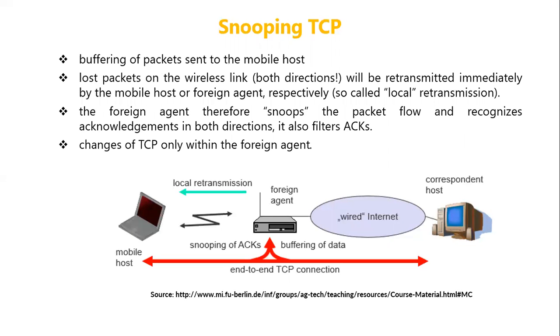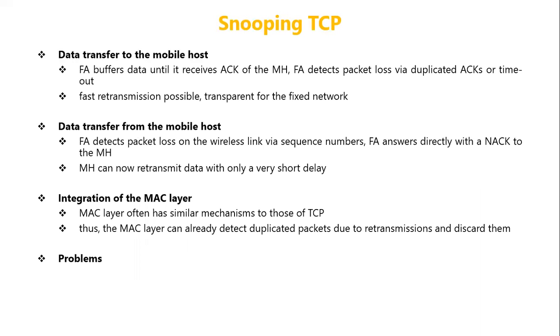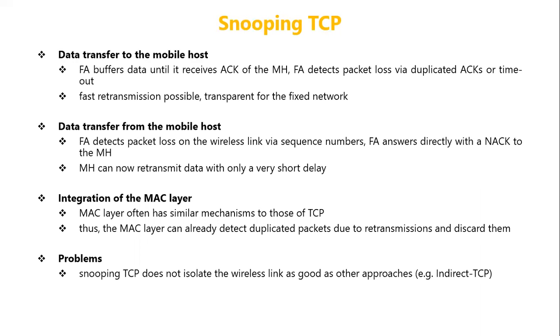Its advantage is that it maintains the end-to-end semantics, and its major disadvantage is that snooping TCP does not isolate the wireless link as well as other approaches. Another drawback with snooping TCP is that if end-to-end encryption is applied, then you cannot perform snooping. Then the entire effort that has been spent in buffering and snooping will all go waste.